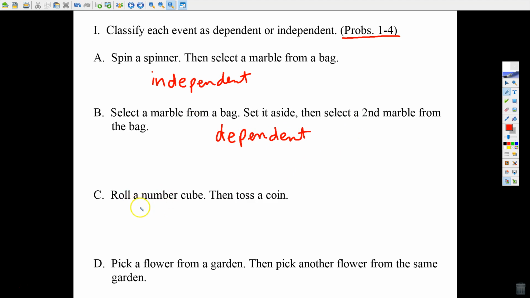Letter C, the first event is rolling a number cube. The second event, tossing a coin. Completely unrelated. The outcome of the first has nothing to do with the outcome of the second. So this is obviously independent. And then letter D, we pick a flower from a garden, and then we pick another flower from the same garden. So that is obviously an example of dependent events. The outcome of the first affects the outcome of the second.